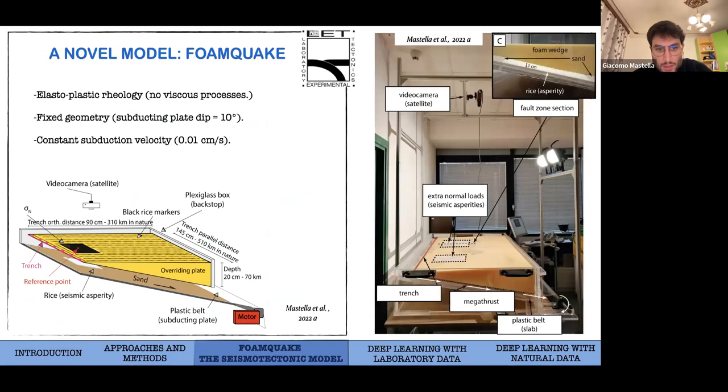In particular, during my PhD, we developed a novel and innovative seismotectonic model that we have called FOAMQUAKE. The name FOAMQUAKE, which is a bit strange, let's say, derives from the fact that the model is composed of a foam rubber wedge, which overlies a 10 degrees dipping rigid plate. This foam rubber wedge tries to mimic the elastic behavior of the upper crust at convergent margins.